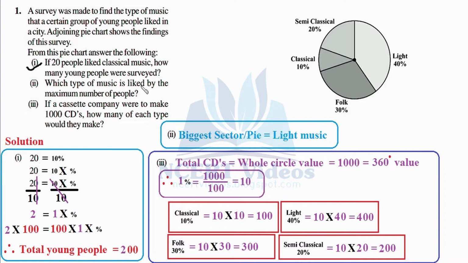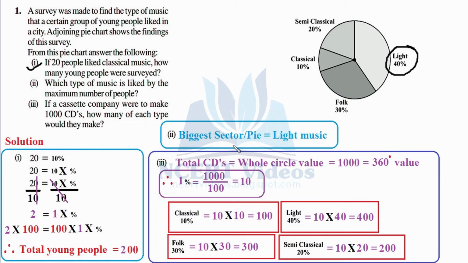Second part, which type of music is liked by the maximum number of people? This means we need to find visually the sector which appears the biggest in this pie chart; that is the answer for the maximum number of people, and that is obviously light music, which is liked by 40%, which is the greatest sector amongst the rest of the three sectors.